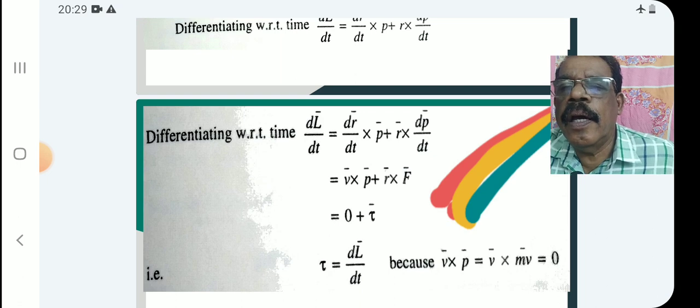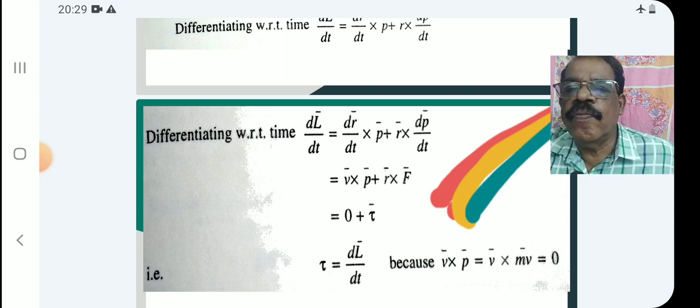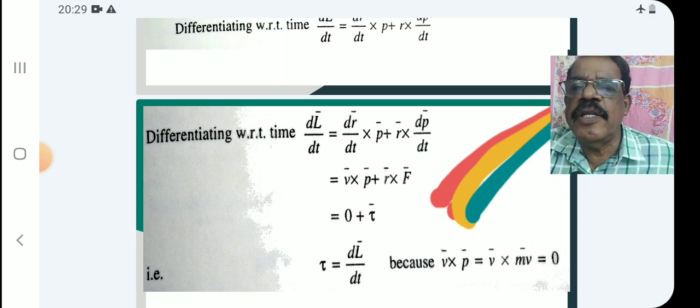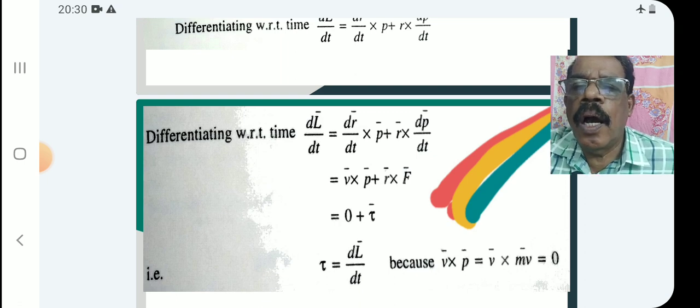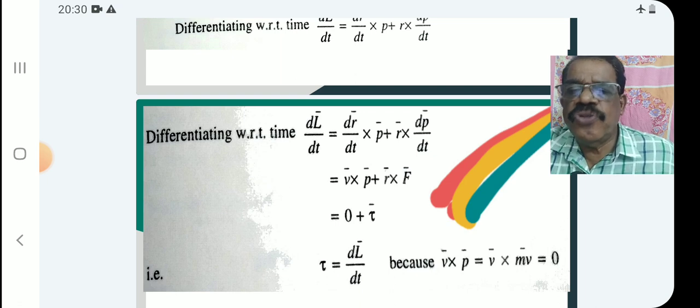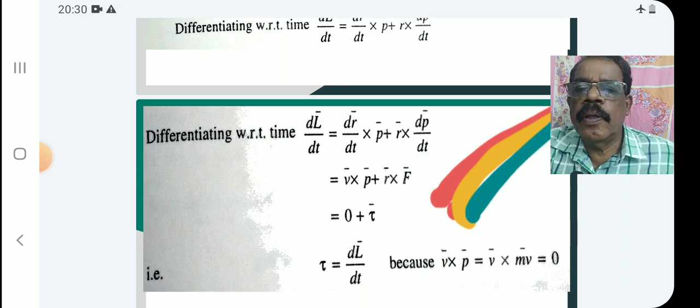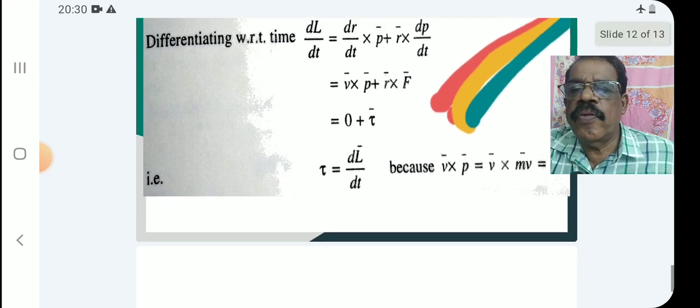Here, dr by dt is v. Velocity and momentum are in the same direction, so its cross product is 0. Or you simply say, the first term, since r is a constant, dr by dt is 0. So, 0 plus r cross dp by dt, that is F. r cross F is tau. So, tau is dL by dt. That is all.